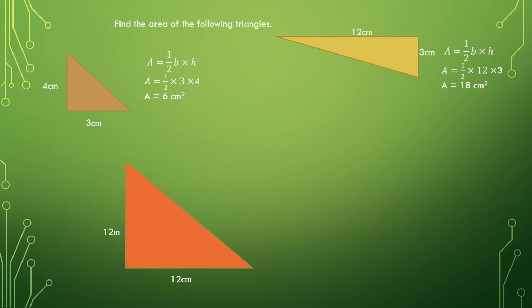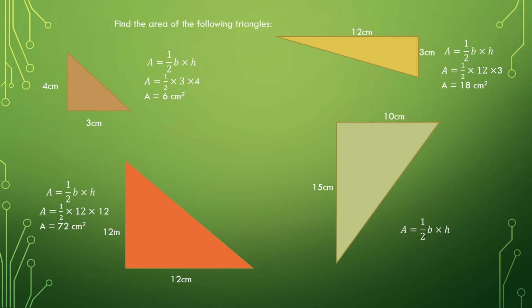Another example, we've got a triangle that's 12 by 12. First thing we're doing, writing down our formula, so area equals half base times height. Substitute in my numbers, I get area equals a half times 12 times 12. Again, a few different ways we could do it. Easy enough, just half 12 to give us 6, multiply it by 12, and that gives us 72 square centimetres.